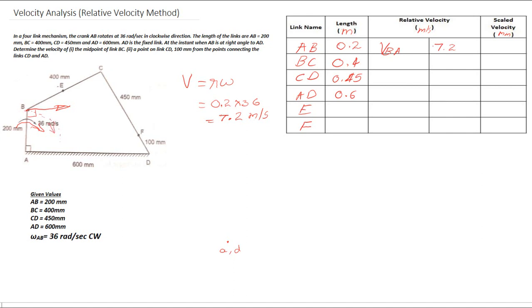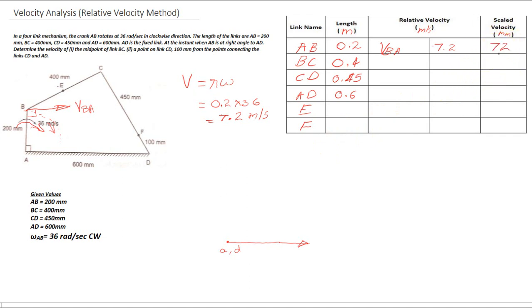In this direction. Okay, at this particular instant the velocity will be perpendicular to this link at this point B. So we have to draw the velocity vector VBA. Now we are going to draw the velocity vector VBA, which will be perpendicular to the link AB with a magnitude of 72 mm. So I am drawing this as 72 mm.